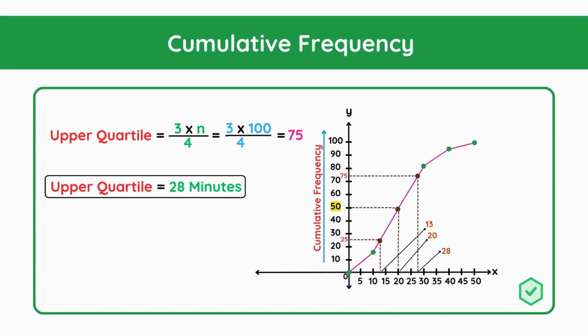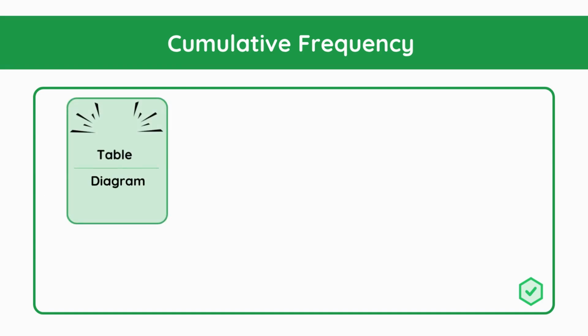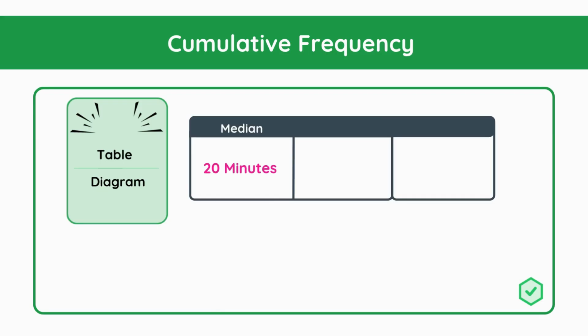And there's our complete answer. We built the table, drew the diagram, and read off a median of 20 minutes, a lower quartile of about 13 minutes, and an upper quartile of about 28 minutes, all straight from the curve.